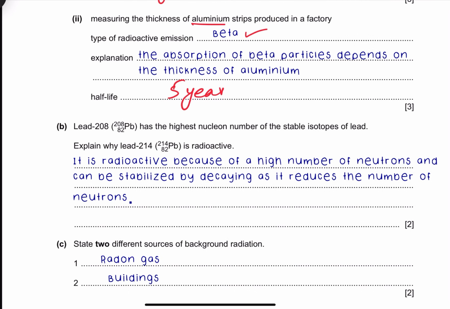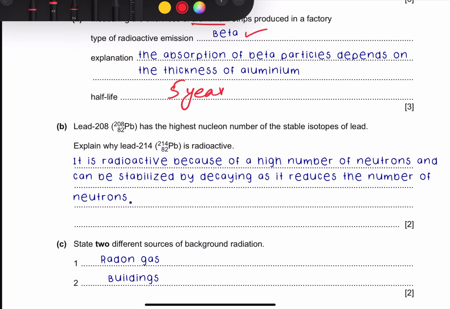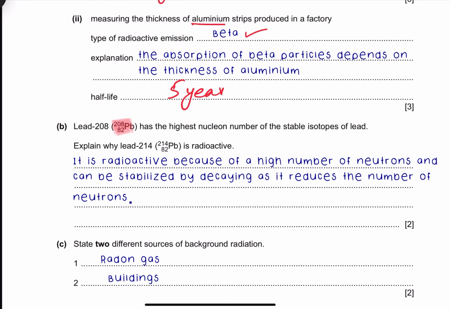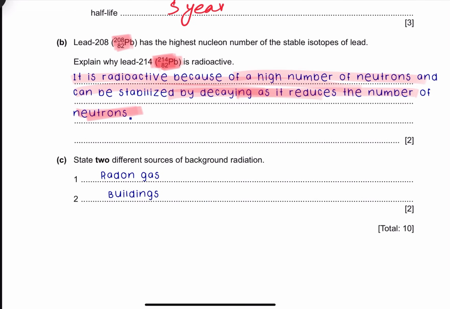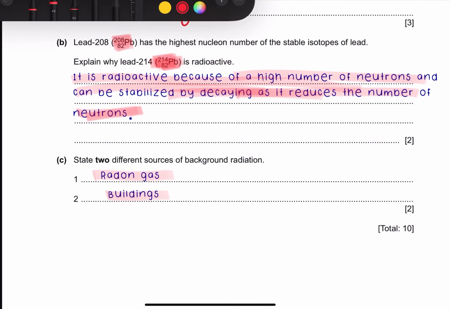The next question they're asking: lead-208 is stable, so why is the one with mass number 214 unstable? In 214 there are more neutrons, and more neutrons mean more mass, so it will be unstable, so it releases radiations. State two different sources of background radiation: radon gas and building materials. There are many others that you can write.